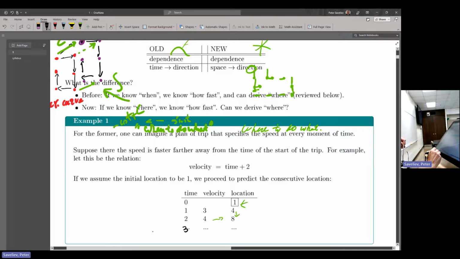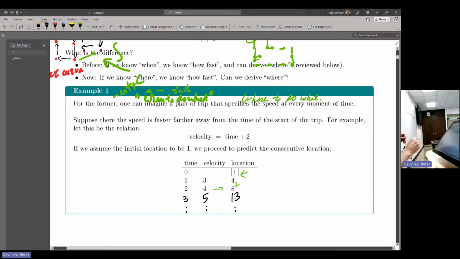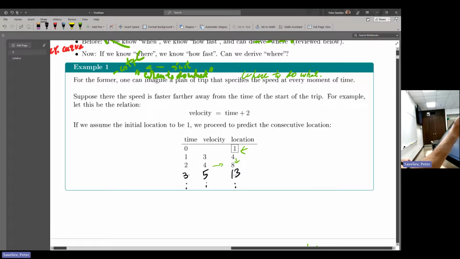Time 3. What's the velocity? 5. Location? 13. 13, and on and on. As you can see, unambiguously and very simply, you can produce every location into the future indefinitely. Naturally, at some point, we're going to ask the computer to do this. It's so routine that it makes sense to ask the computer to do it for us. That is usually the best case scenario for computer usage, when you understand perfectly well what's going on, you just don't want to repeat some operation 100,000 times.